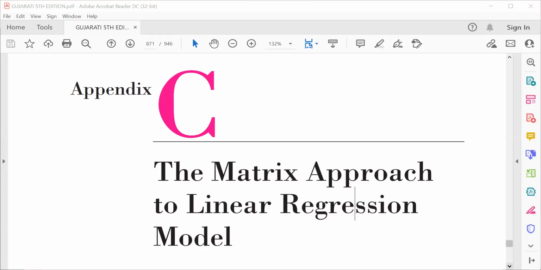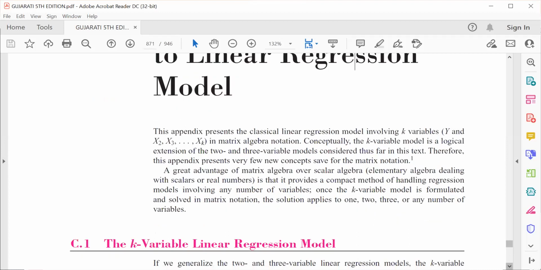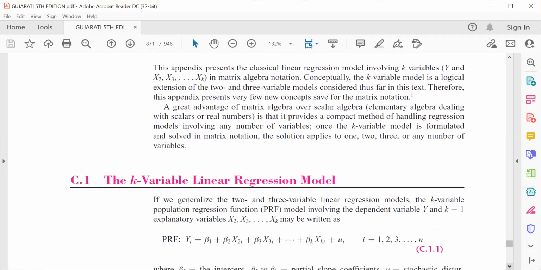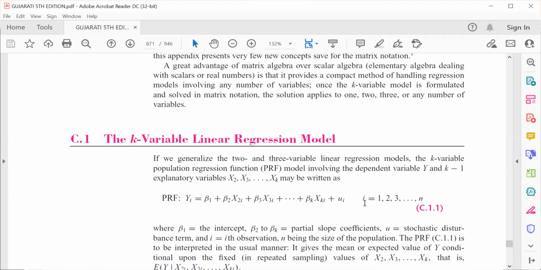Okay, we are talking about the matrix approach to the linear regression model. In the previous class, I explained already, for example, this is the equation for the population regression function. We have a sample from the first until the end. The sample size is n, where i runs from 1 until n.